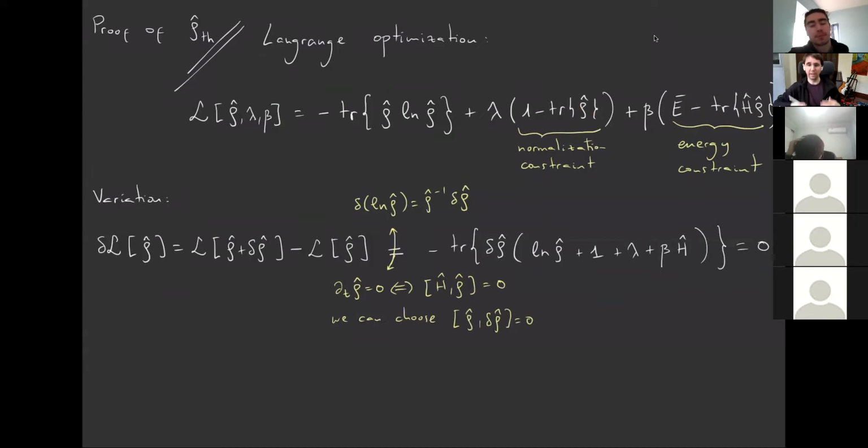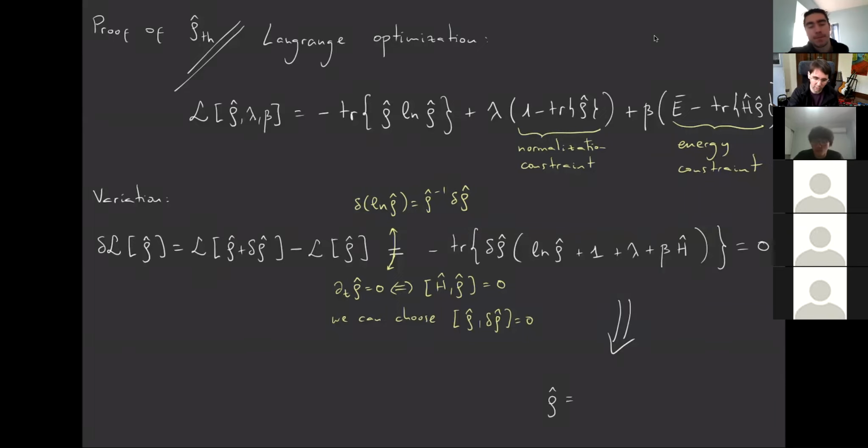Okay? And Lagrange optimization means that you are asking for the variable that makes the variation equal to 0. So this is optimization. Then this automatically implies, as you see, that if this is true for any variation delta rho, this operator here has to be 0. And automatically, this implies that rho has to be equal.